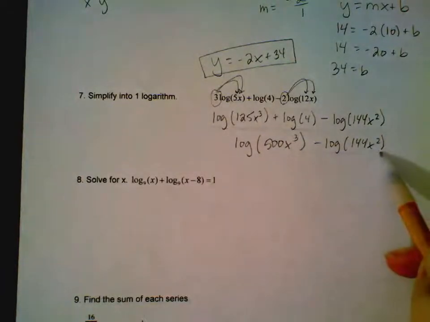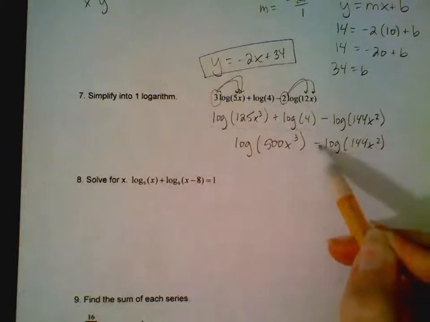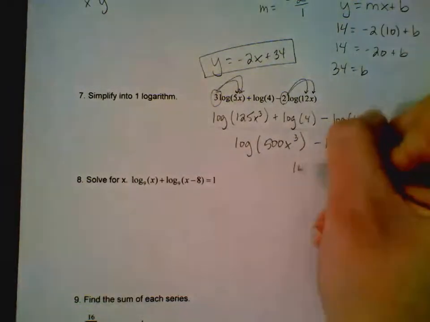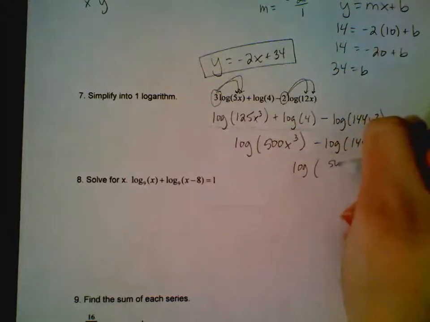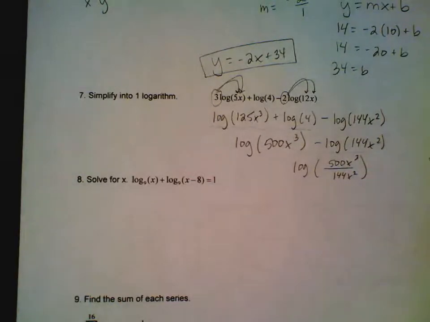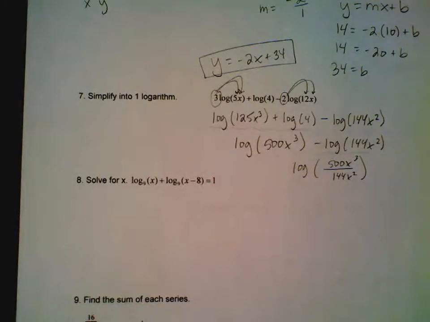This is called the quotient property. So when you're subtracting logs, you're going to actually divide the inside stuff. There's still a log there, but I'm going to make this into a fraction. Okay? And I know for sure we can simplify the variables. X to the third over x squared would leave us with x to the first on the top. And I'm going to try to simplify that 500 over 144 just to a smaller fraction.